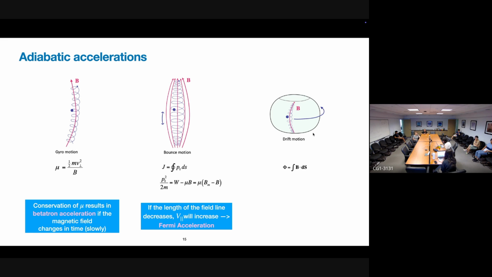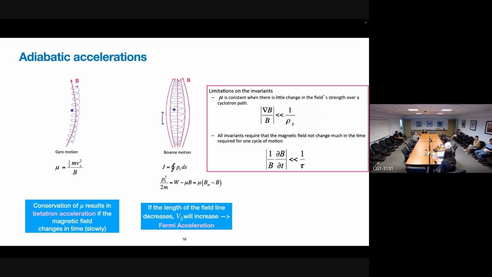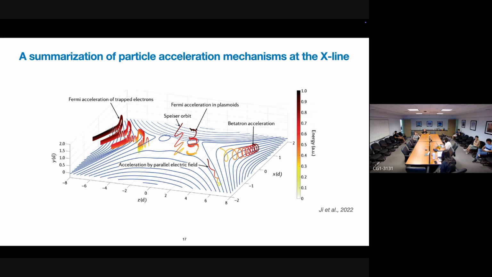And the third one is the drift motion, which is the conservation of the total magnetic flux in this drift surface. And we also know there are limitations for those parameters to be conserved. And there will be times, especially in turbulence, that even the magnetic moment cannot be conserved and things will get a little bit tricky.